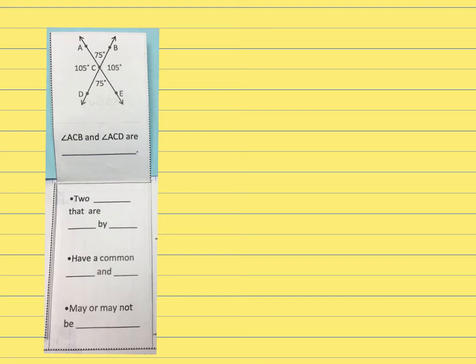The third flap is one we haven't talked about yet, so I'm going to spend a little bit more time on this one. It says angle ACB and ACD, they are adjacent. Adjacent means that they are next to each other or they're side by side. These two specific ones are supplementary because they do make a straight line, but that's not always the case. So I'm going to leave that off because it's not always true.